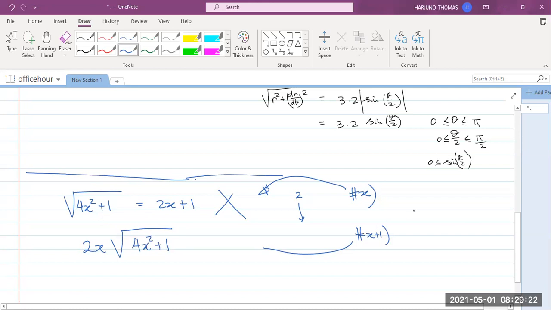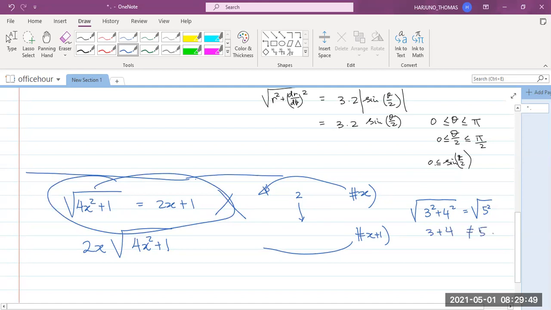A very, very easy counterexample is the application of the Pythagorean theorem. I don't even need to show you why this is wrong theoretically, but if you apply this, we know 3 squared plus 4 squared equals 5 squared. But if this were true, then this would be 3 plus 4. But no, that's not 5. You see?